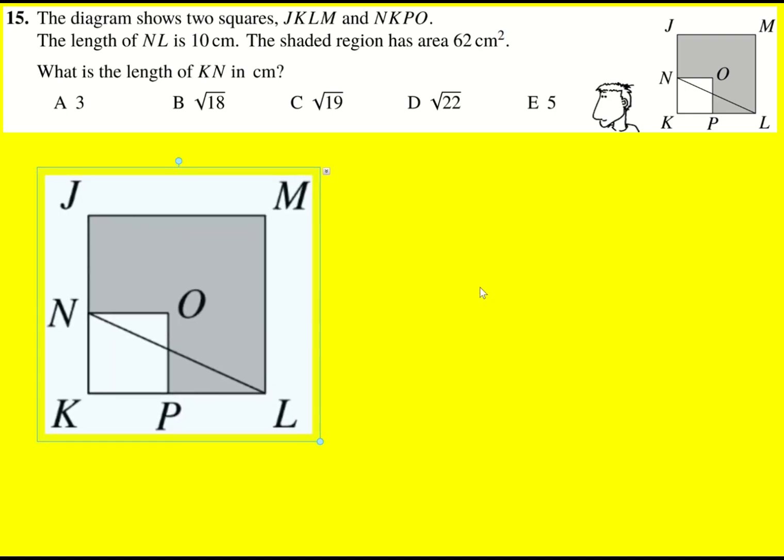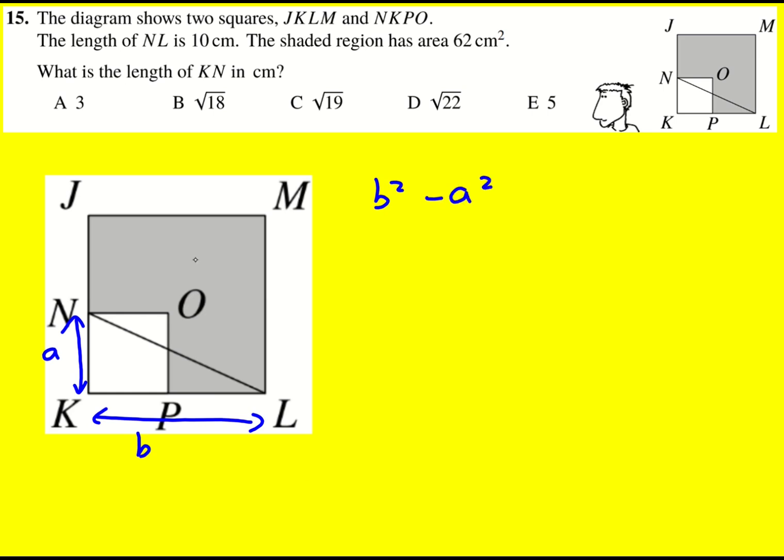There are a couple of approaches to this question. So approach number one, I'm going to say that the small square has side length A and the big square is going to be B. That means that B squared, the area of the big square, minus A squared, the area of the small square, is going to give me the shaded area.